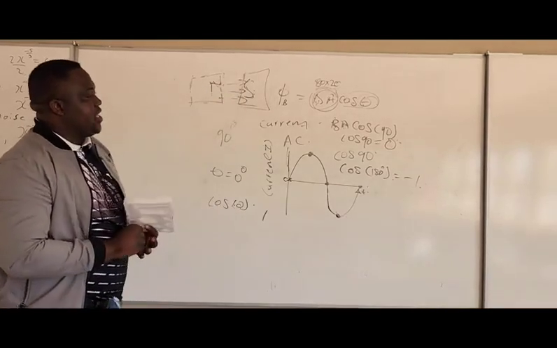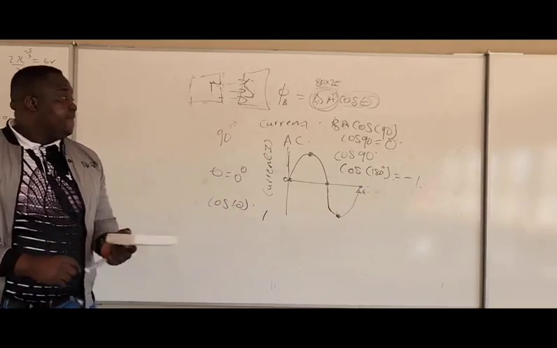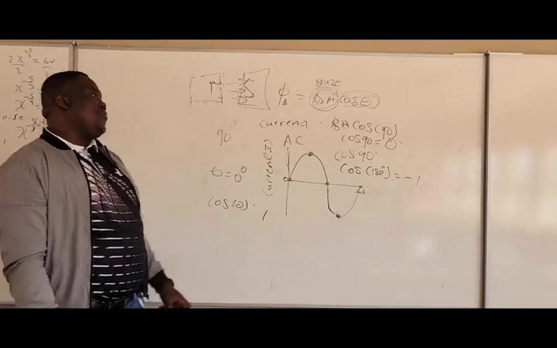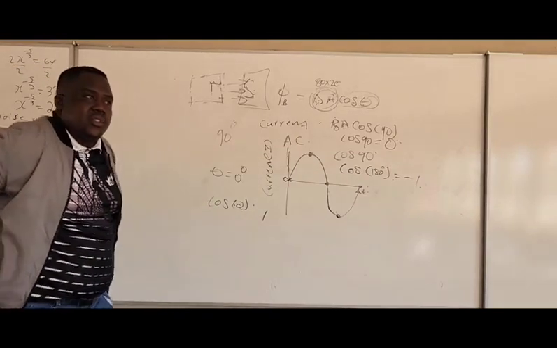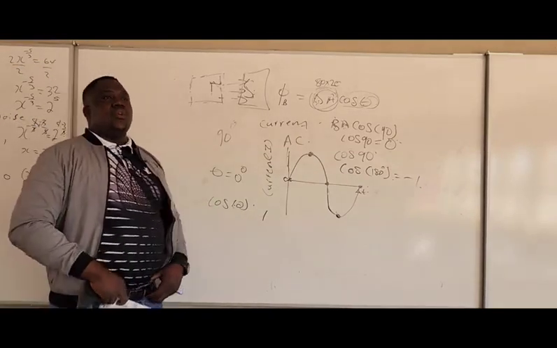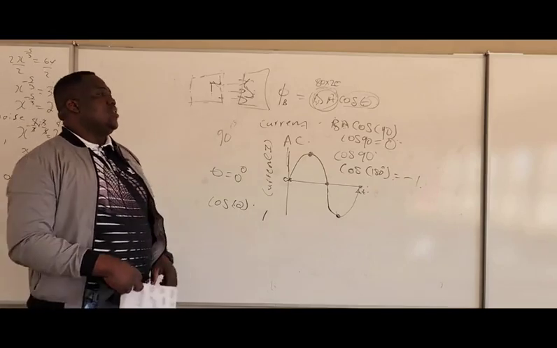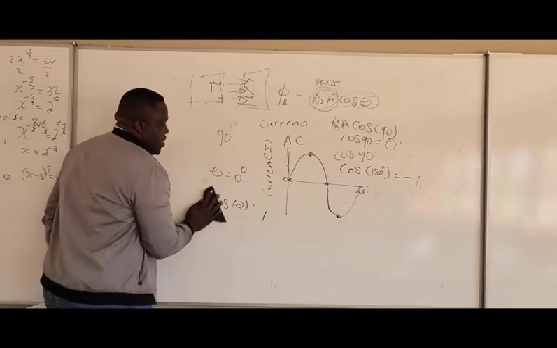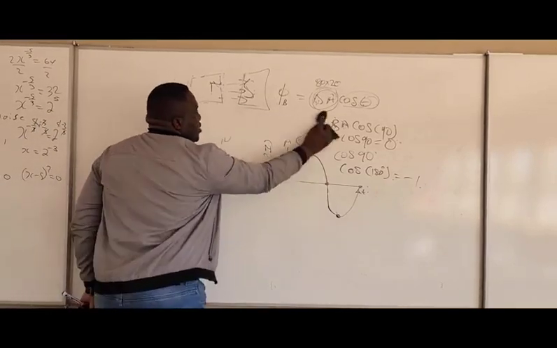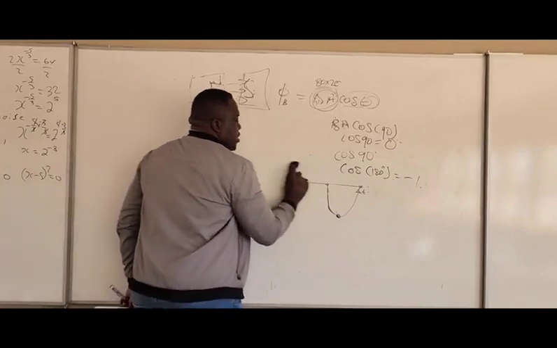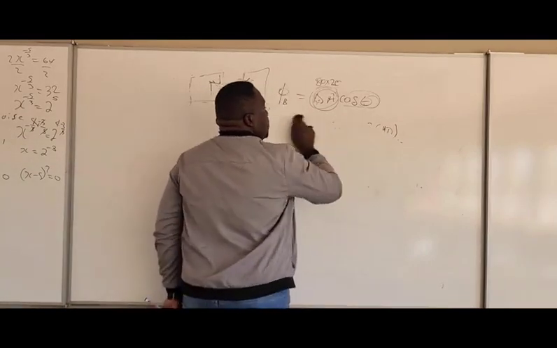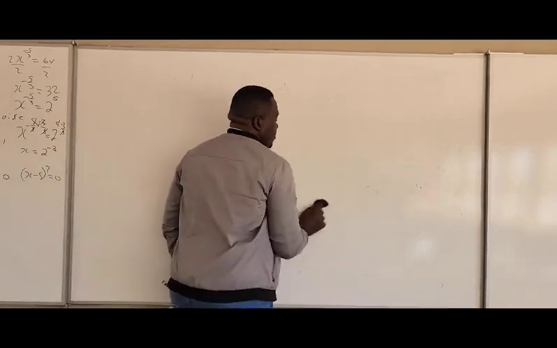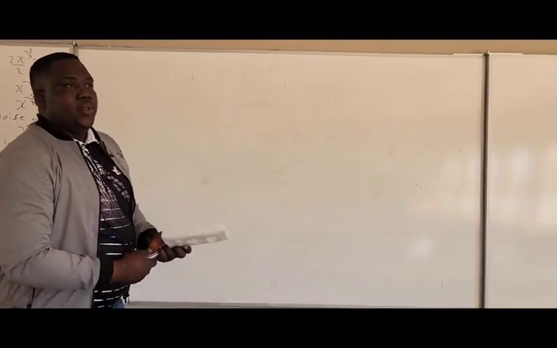So I hope you have understood how the graph for current works. We can do a recap. For current, we use cos, whether it's AC or DC. For current, we use cos. I want to explain the DC current now, after doing this recap.